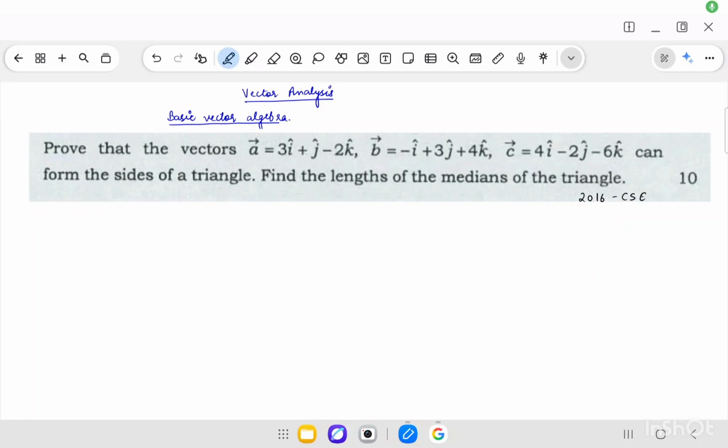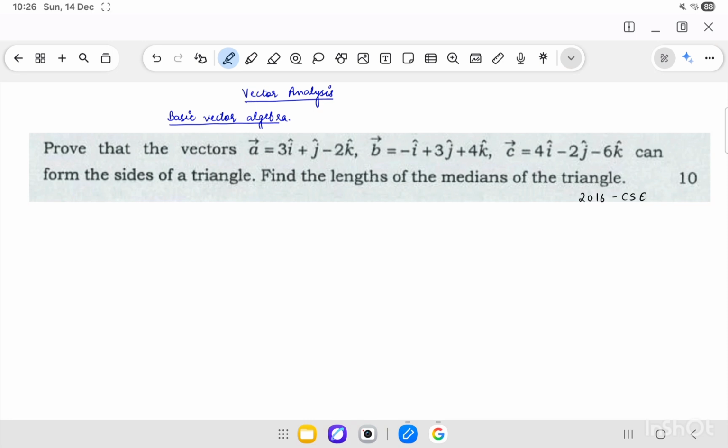So today we are starting a new subject, that is vector analysis, and previously we have discussed 3D analytical geometry, calculus and real analysis. So today we'll be starting with vector analysis, and in today's video we'll see questions related to basic vector algebra that were asked in both CSE and IFoS examination.